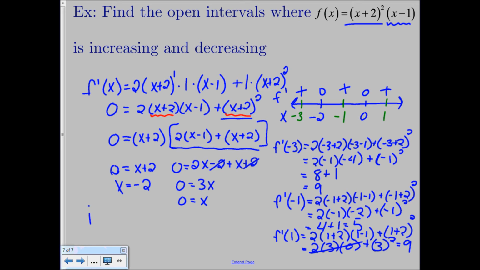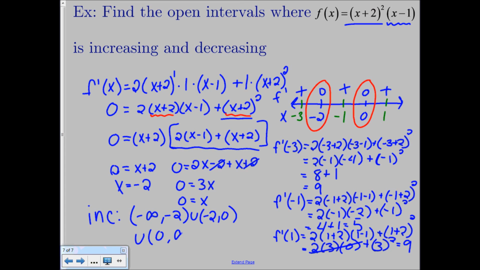So we only have to write increasing intervals. And now you might be saying, okay, it's positive derivatives in all three, I'm just going to write all real numbers. But we can't do that because we have two points where it's not positive. It's not increasing at those two points, so we can't just write all real numbers because that would be saying it's also increasing at −2 and 0. So we're going to have to write all three intervals, but they're all increasing intervals: from −∞ to −2, union −2 to 0, union 0 to +∞.